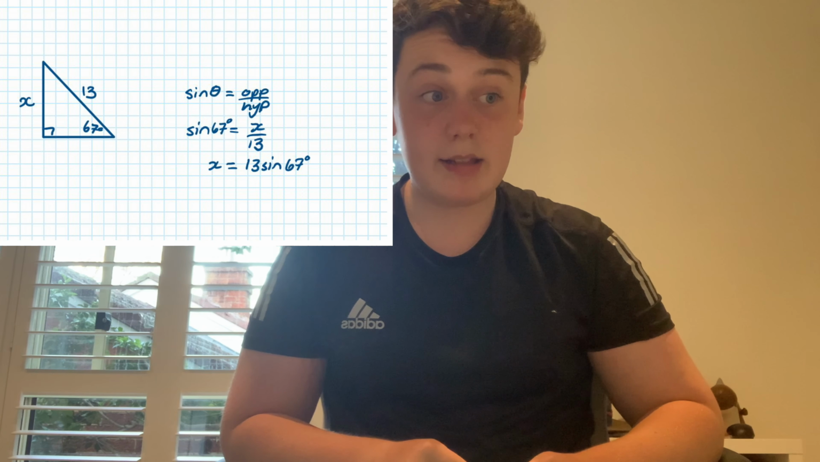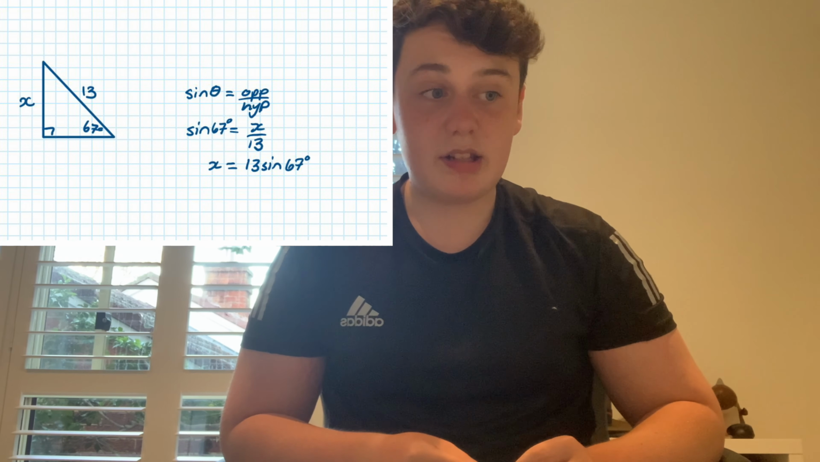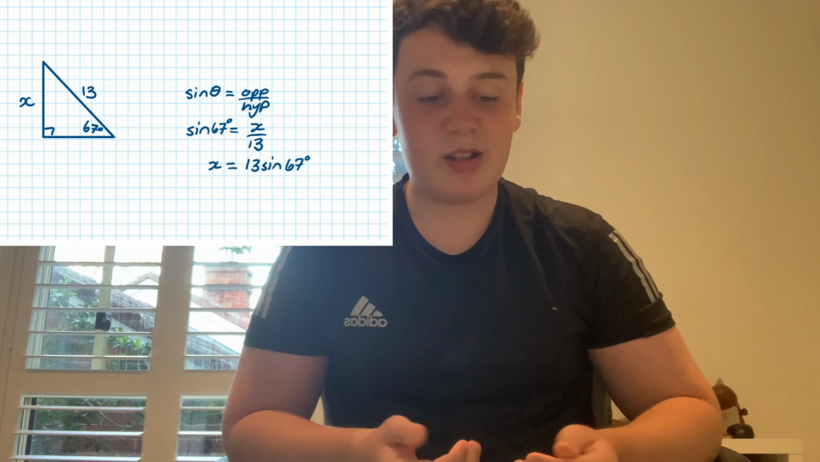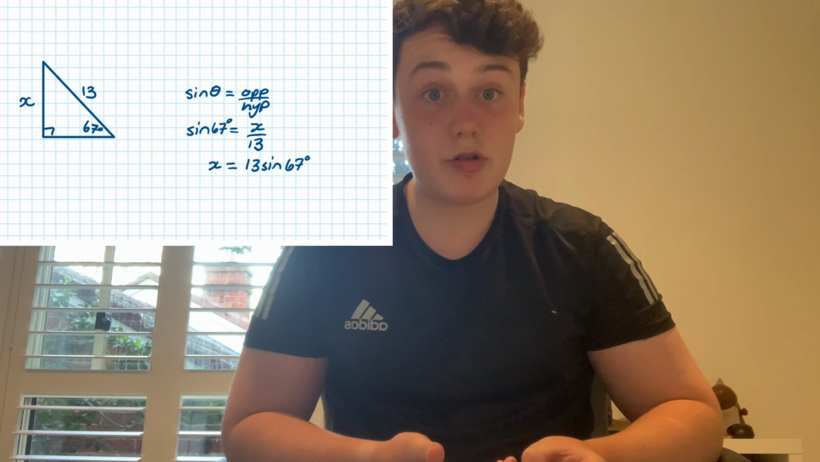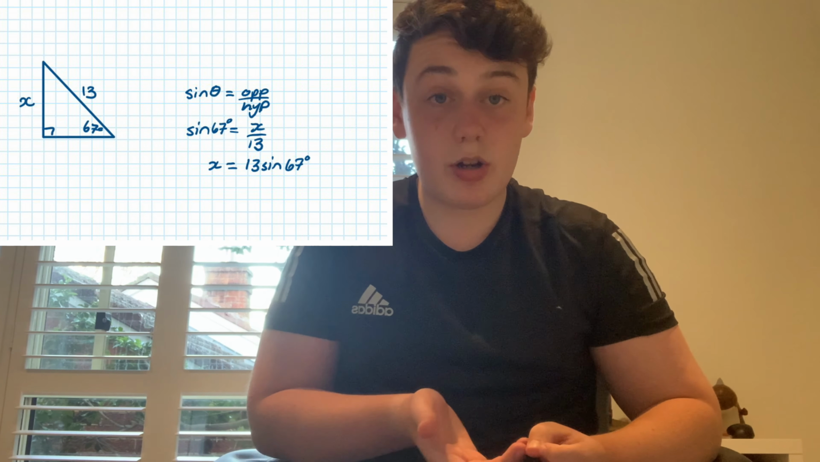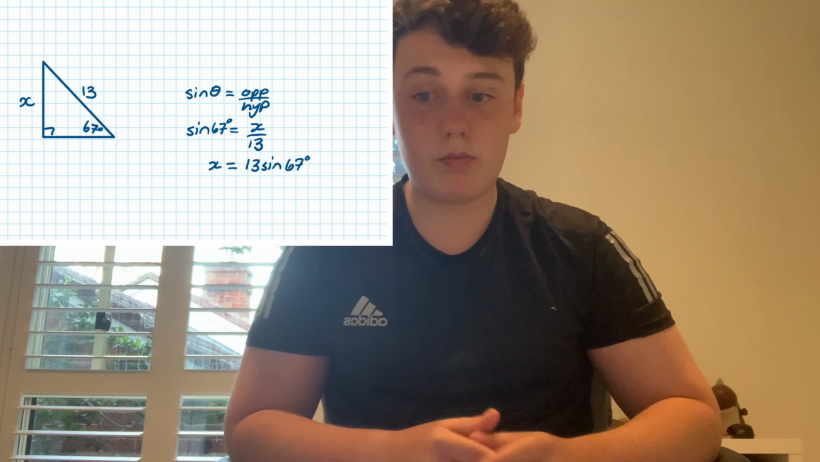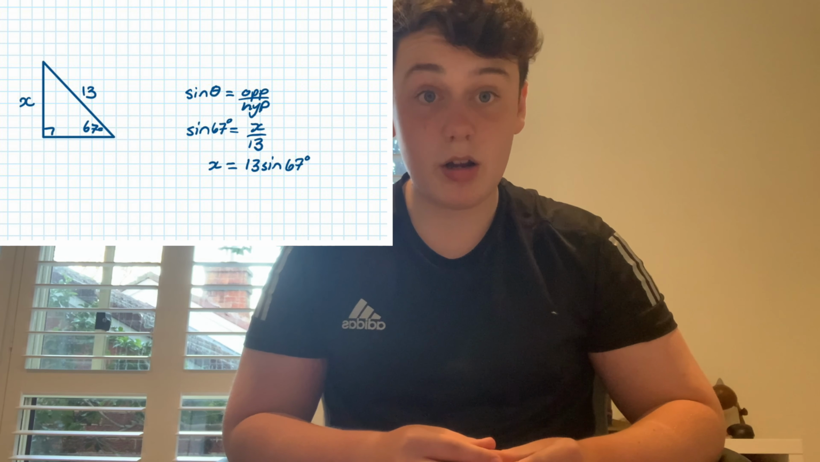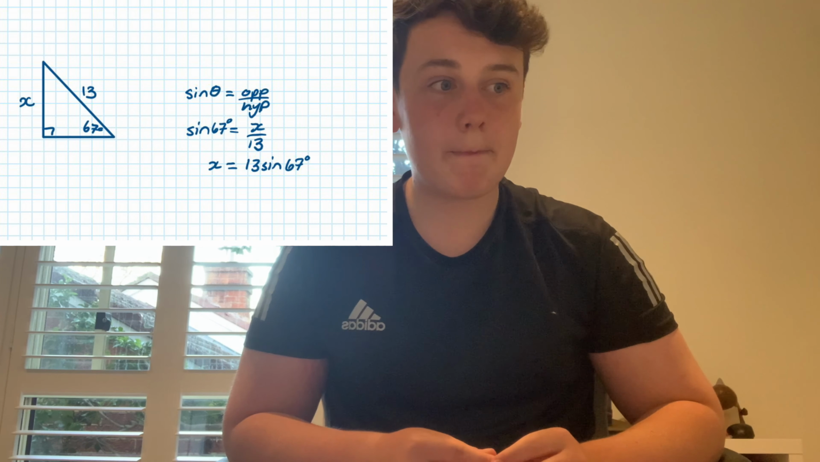So the first thing we're looking at is finding a side in a right angled triangle. As you can see in the example we've got on screen, there is an x, 67 degrees, and a 13 measurement on the hypotenuse. The first step, to make it easy to remember which ratio means which, is to write out what ratio you're going to be using. So for this one, it's sine theta equals opposite over hypotenuse, or op over hyp.